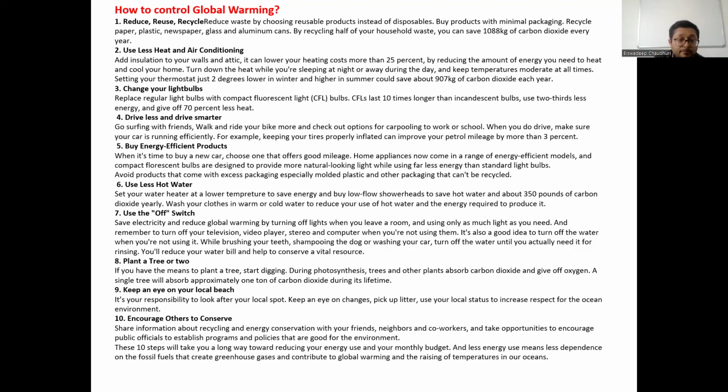Next, use the switch. Very important. Whenever you are not in the room, you should switch off the fan, AC, or any electronic gadgets that are running. As soon as we are going outside of the room, switch off the electronic gadgets as well.